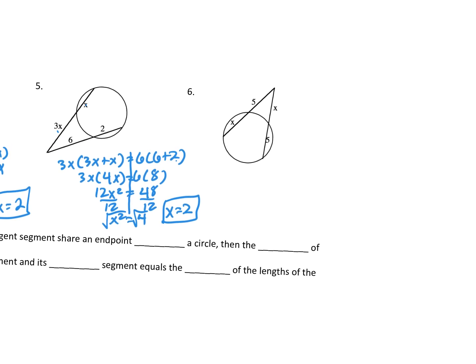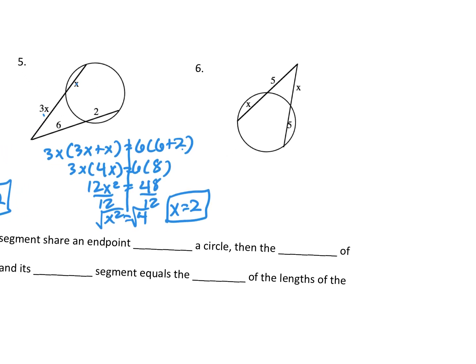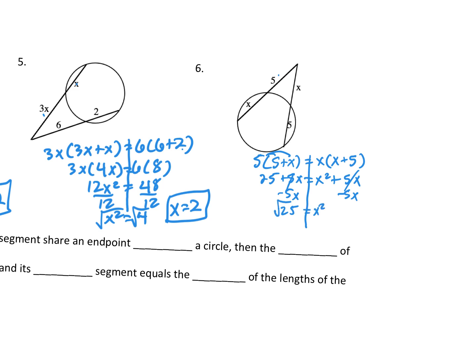This next one, if I do outside, which is 5, times the whole thing, which is 5 plus x, must equal outside, which is x, times the whole thing, which is x plus 5. I'm going to distribute, so 25 plus 5x equals x squared plus 5x. If I subtract 5x from both sides, they all go away, so then I'm left with 25 equals x squared. If I square root this, x then is just plain old 5.